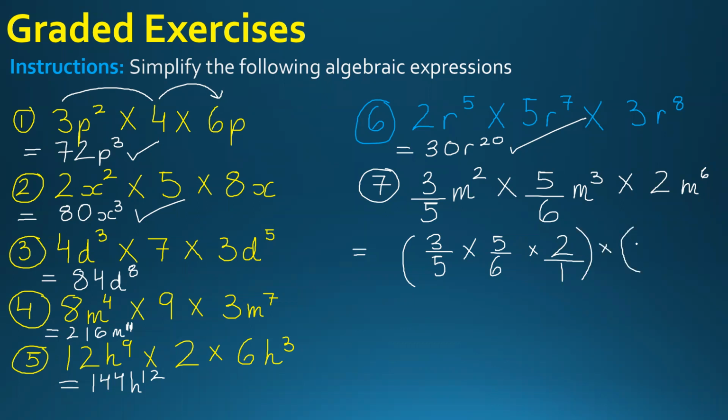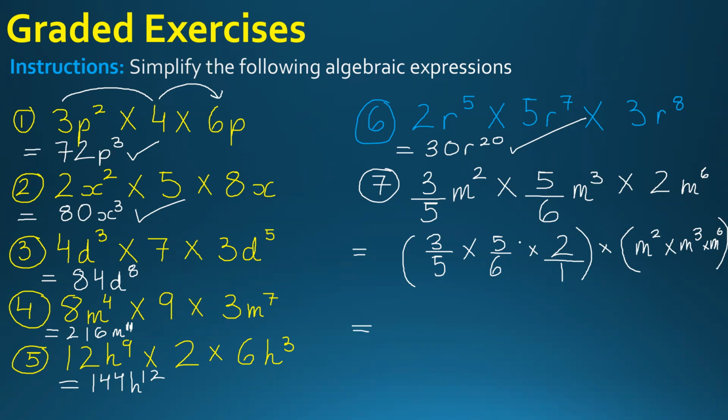M to the power of 2, times M to the power of 3, times M to the power of 6. Very good. So how are we going to multiply these fractions?